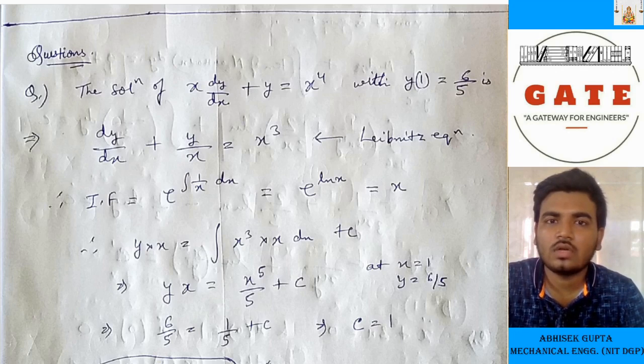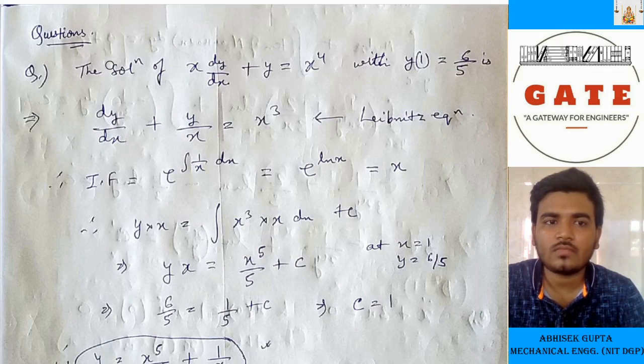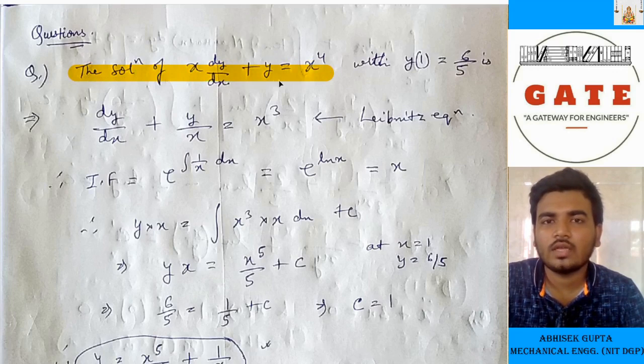So now I will take up the questions of ordinary differential equation which I have discussed earlier in the previous video. So let's start. First question: the solution of x dy/dx + y = x^4 with y(1) = 6/5 is.